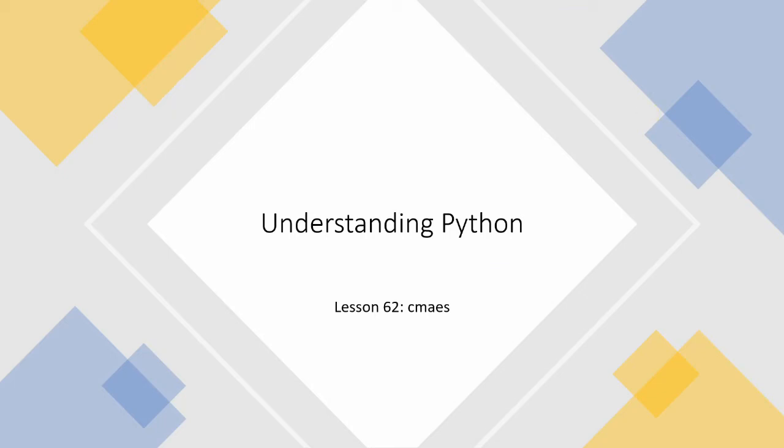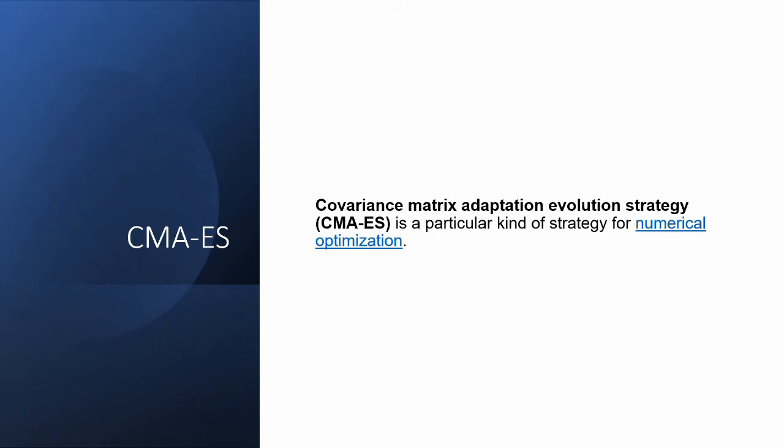Welcome back. Today we're going to be looking at cma-es in Python. And so you're probably wondering what that is. Well, this is a covariance matrix adaptation evolution strategy, and it's used for numerical optimization.